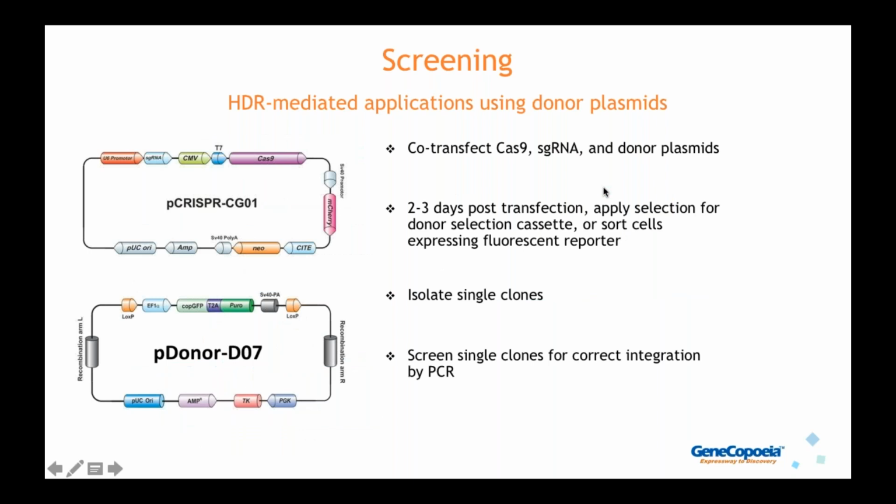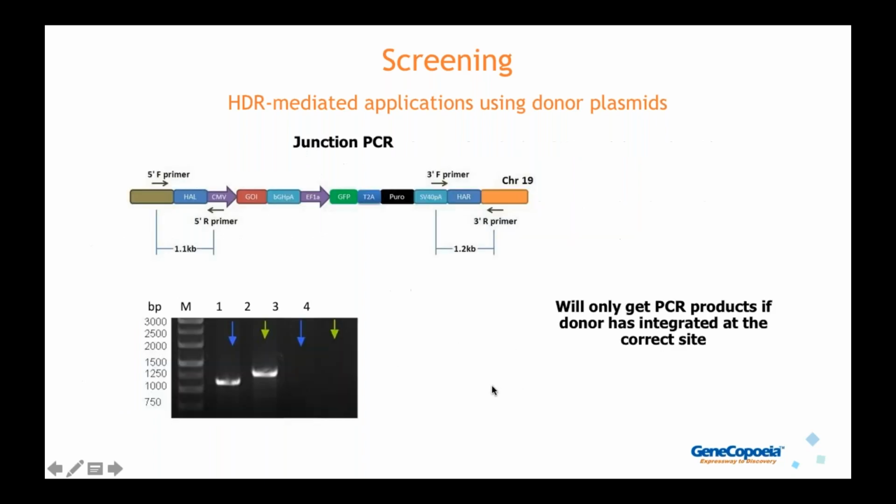So what we recommend doing is co-transfecting both the CRISPR plasmid containing the Cas9 nuclease and the single-guide RNA with the donor plasmid. In this case, you'll isolate about 2 to 3 days post-transfection. You'll apply selection for the donor cassette or begin to sort cells using the fluorescent reporter. Isolate single clones and then screen the single clones for correct integration by the PCR method known as junction PCR.